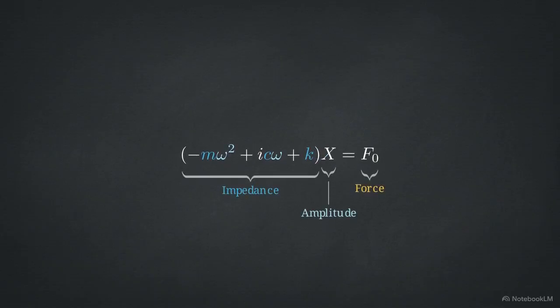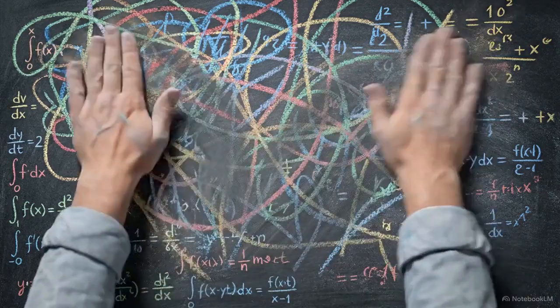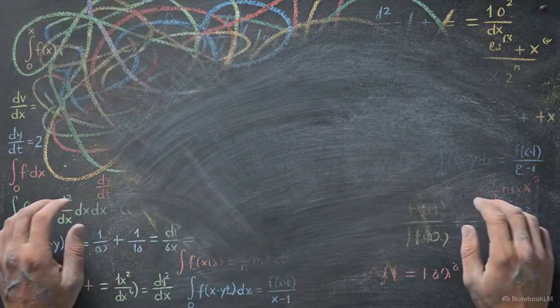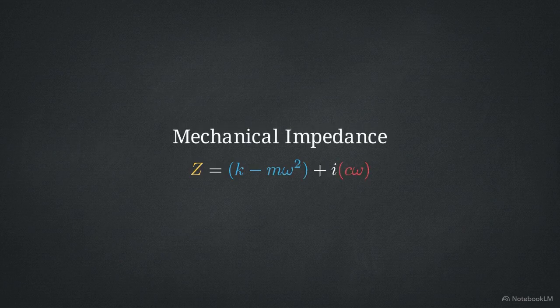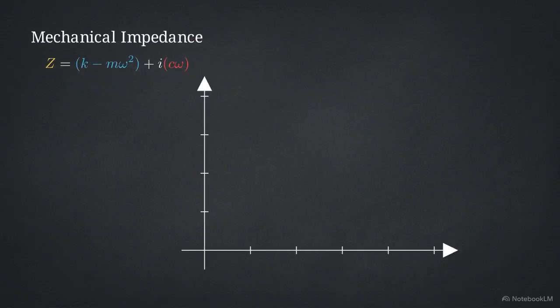Removing that exponential time element leaves us with this simplified line. The differential equation has been successfully annihilated. What started as a calculus problem is now solved using high school-level algebra. If we isolate the parameters on the left side of our collapsed equation, we get a specific grouping known as mechanical impedance.